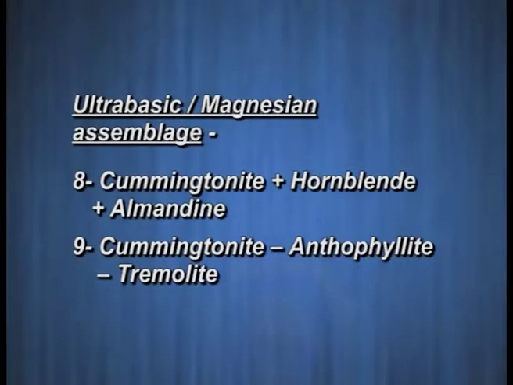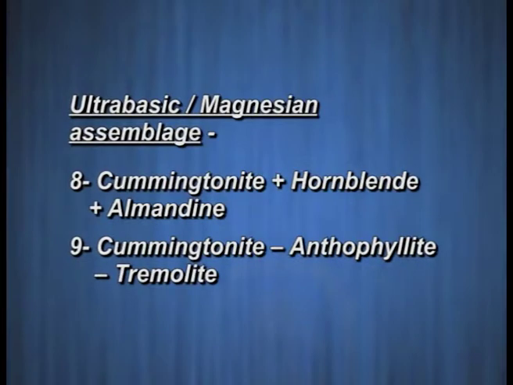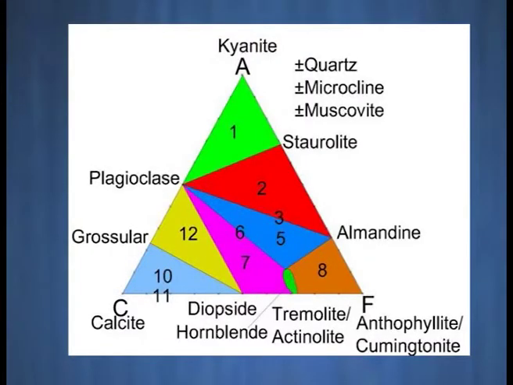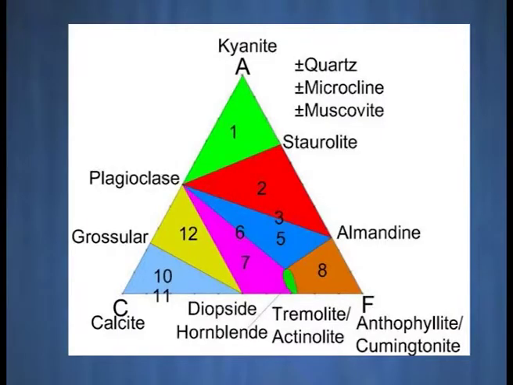Now, the next assemblage is your ultramafic, ultrabasic or magnesian assemblage. Assemblage number 8 is your cummingtonite plus hornblende plus almandine. Assemblage 9 is your cummingtonite, amphibolite, tremolite.